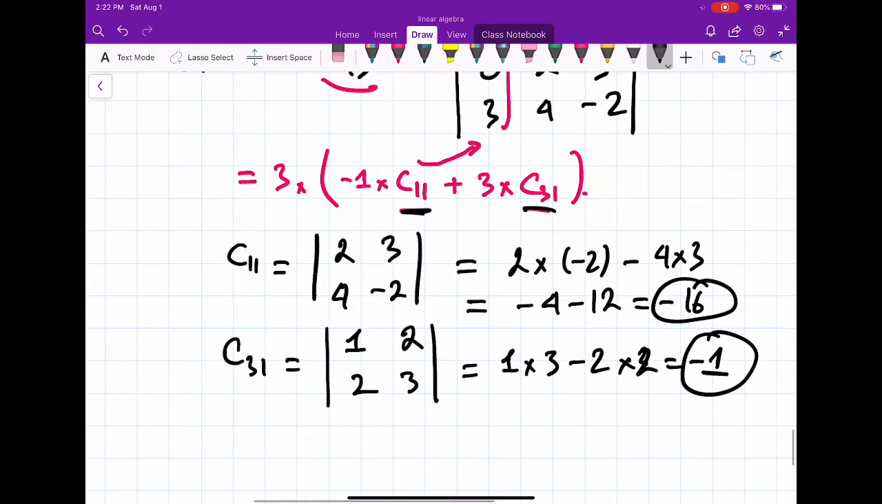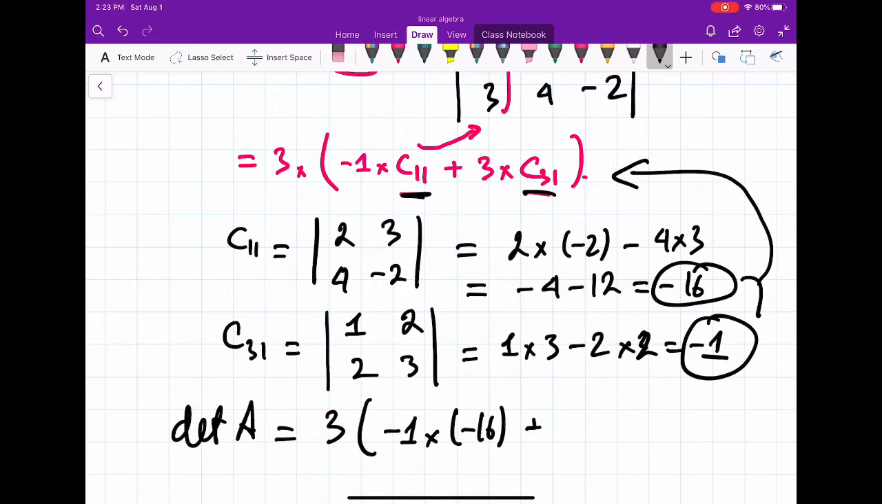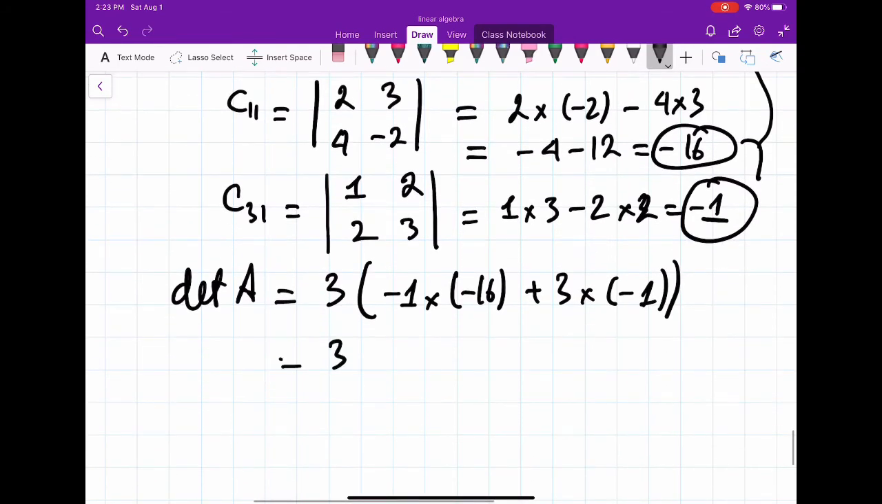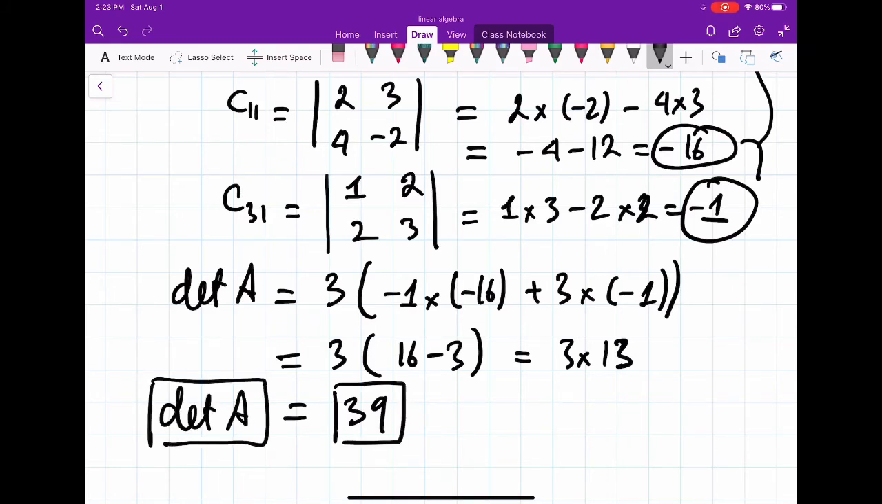Okay? And then you plug these two numbers into this formula. You get the determinant of A equal to 3 times negative 1 times negative 16 plus 3 times negative 1. And then 3 times 16 minus 3, which is, okay, around here, 3 times 13, that is 39. And that is the determinant of the matrix A.